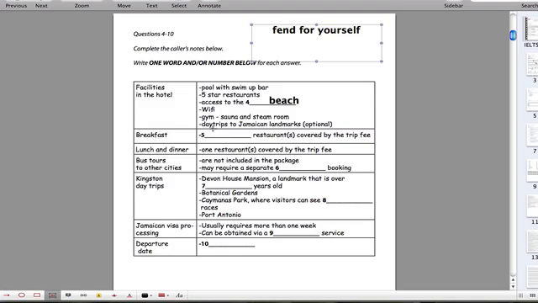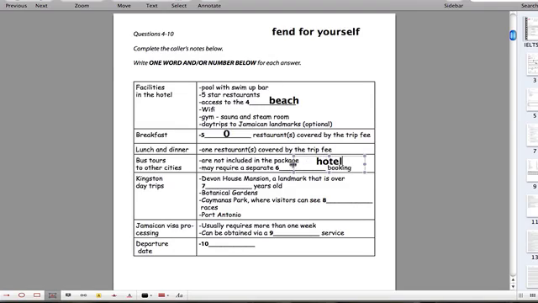So the correct answer here for breakfast would have been 0. 0 restaurants are covered by the trip fee. Lunch and dinner, okay, 1 restaurant, which was the Tropical Grill. Bus tours to other cities, they are not included in the package, as she said. They may require a separate booking, and we thought correctly that this probably would have been a noun. It was a separate hotel booking.